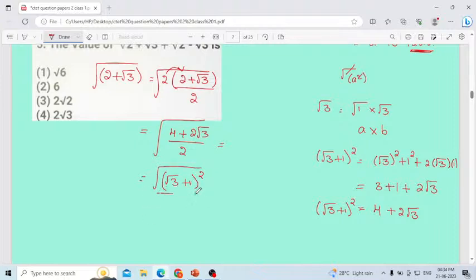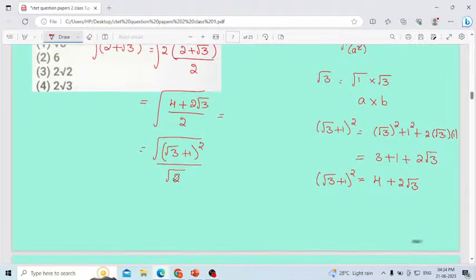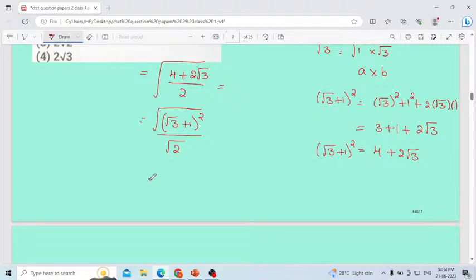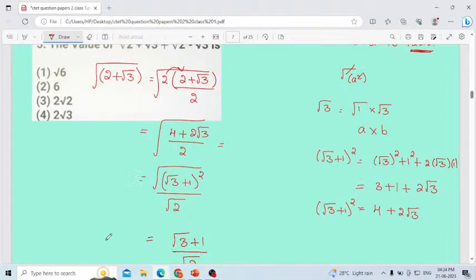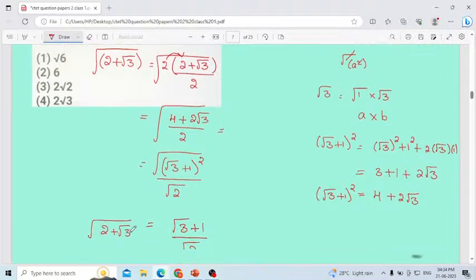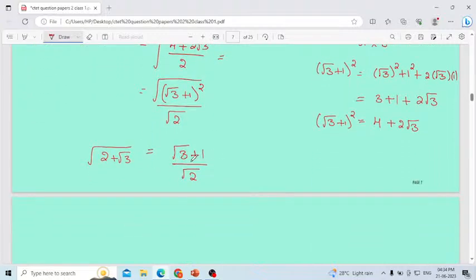The square root is there, so I will split the square root. Even with root 2, you can split the square. The full square root is there, you can split it. Then the square root and the square get cancelled. You will get here root 3 plus 1 divided by root 2. This is the value. Which term did I consider here? I considered 2 plus root 3 whole square root. Its value is root 3 plus 1 divided by root 2.